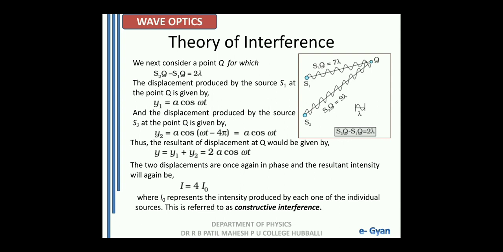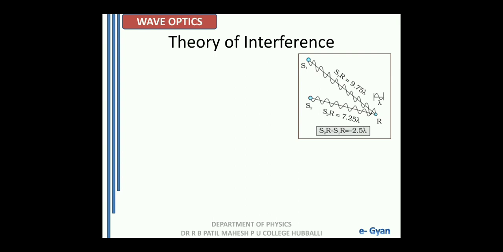Now there may be a point R on the screen such that the path difference between the two waves from S1 and S2 is in terms of 0.5 times lambda. It is in terms of something plus half lambda. A half lambda is something more. That means if one completes its crest, another will complete its trough. If the first completes the trough, then the second one will complete its crest. It is something like that, which we can understand.